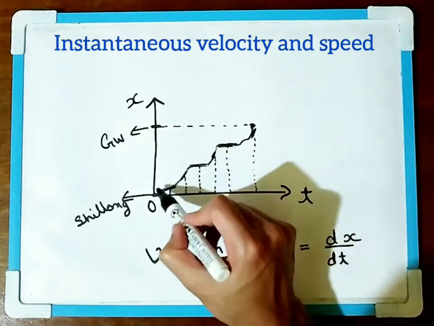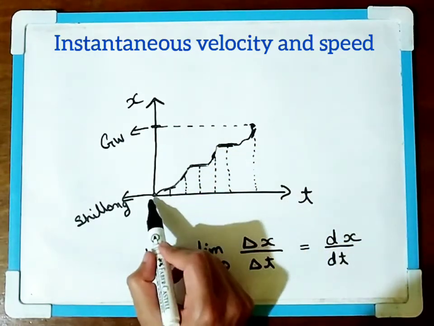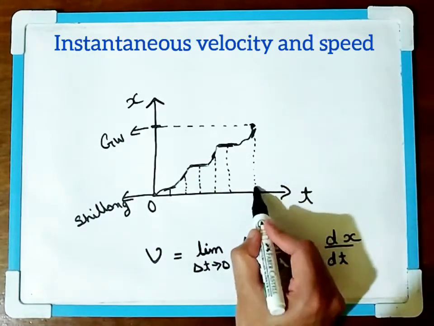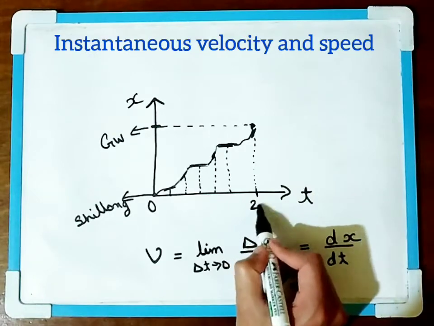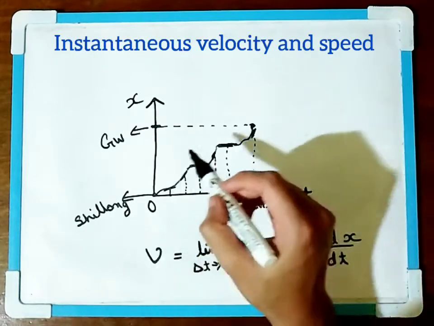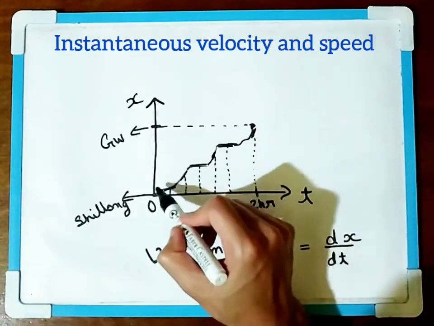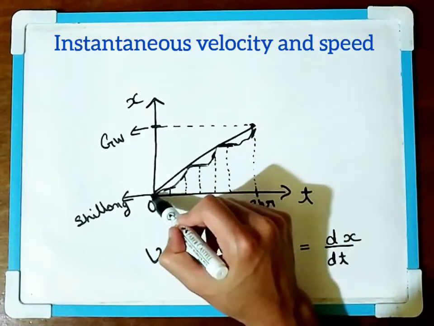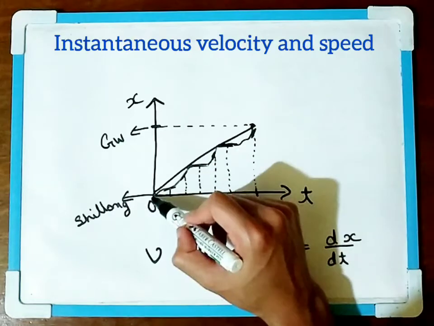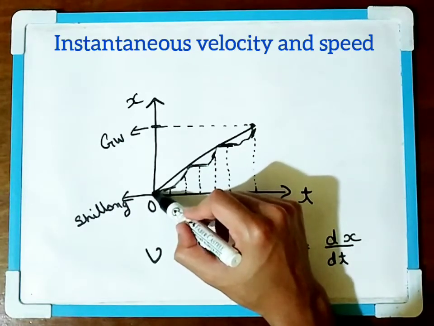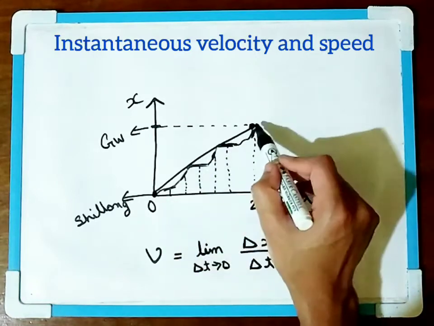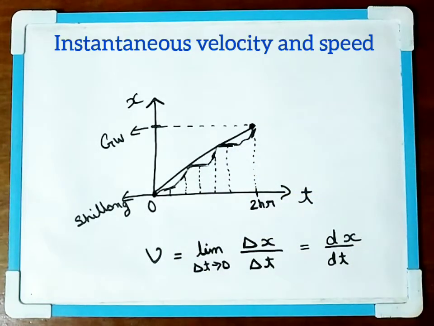The average velocity will give you the velocity in this interval from here to here. Say it will take 2 hours, so from 0 to 2 hours. In this time interval, if we draw a line joining this starting point to this final position, then the slope of this line will give you the average velocity.